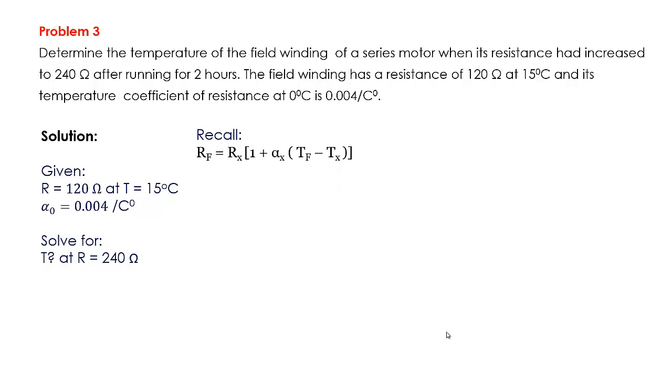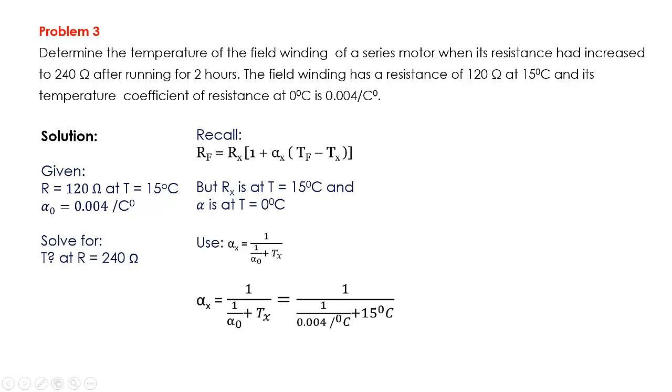So again, in order for us to solve for the problem, recall that the formula is written as this one. Dapat, yung ating Rx and alpha x should have the same temperature as their basis for computation. But yung given natin na resistance, okay, is at 15 degrees Celsius. And yung ating given temperature coefficient of resistance is at 0 degrees Celsius. Using this formula, we need to plug in the values for us to know the equivalent temperature coefficient of resistance at 15 degrees Celsius. Okay?